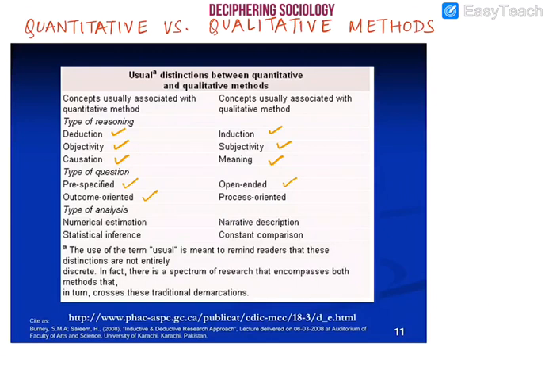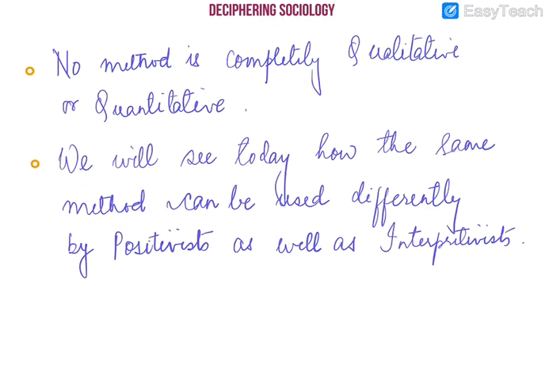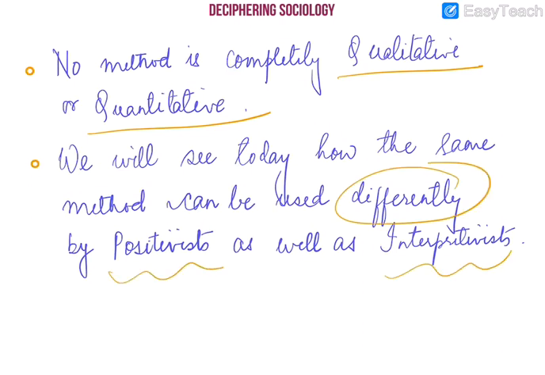But here in the qualitative method, the process, that means the interpretation which is involved while coming at the response, is given more importance. Similarly, in the type of analysis, in quantitative method, researcher goes for numerical estimation and statistical inference. But in the qualitative method, narrative description is given importance and there is constant comparison. So, you need to remember all these points. You should understand that no method is completely qualitative or quantitative. We will see today how the same method can be used differently by positivists as well as interpretivists.